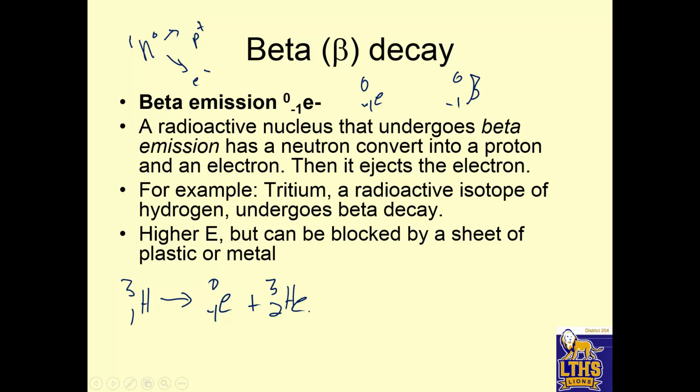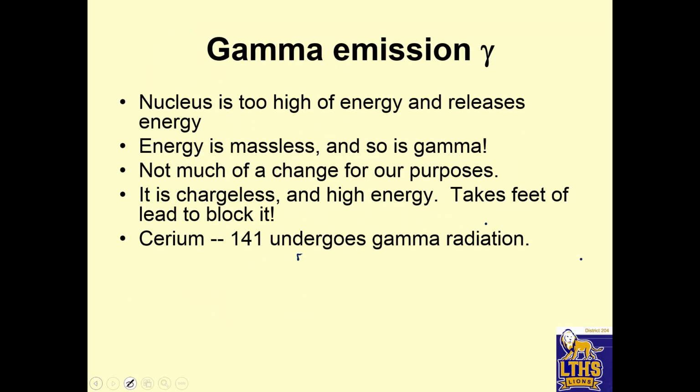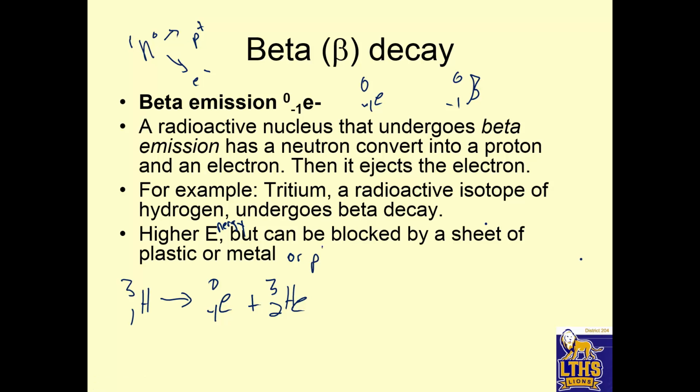These are higher energy, but can be blocked by a sheet of plastic or metal, or plywood. Plywood is just a sheet of wood you can buy at Home Depot.